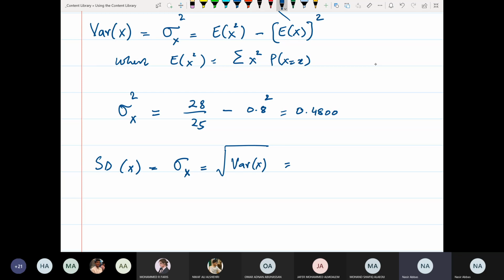So the standard deviation is the positive square root of this 0.48. This is where I will need 4 decimals. So the standard deviation will be 0.6928. We found 3 properties of this random variable, which was number of defectives.